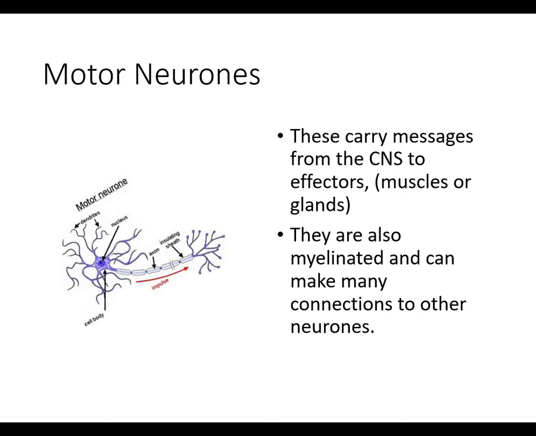So in terms of a nervous response, we start off with the receptor. The receptor takes the stimulus, sends the impulse along the sensory neuron to the relay neuron to the motor neuron to the effector, and the effector carries out a response. And I will talk a little bit more about that later.